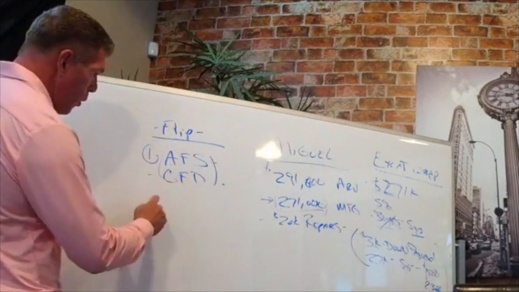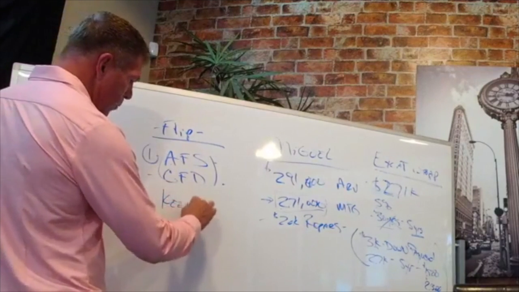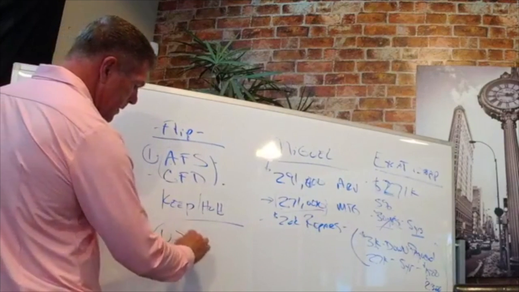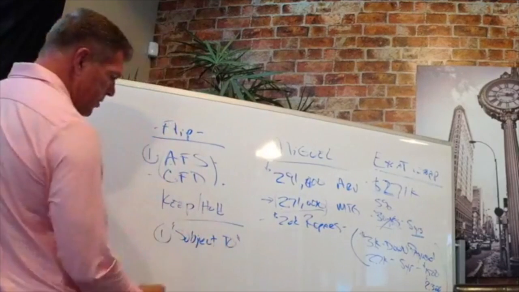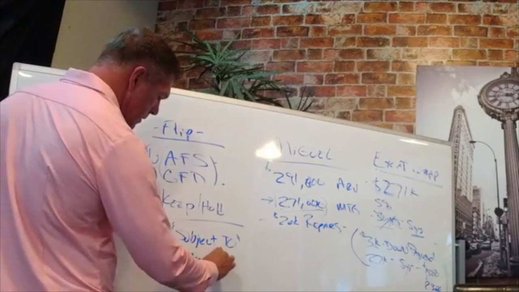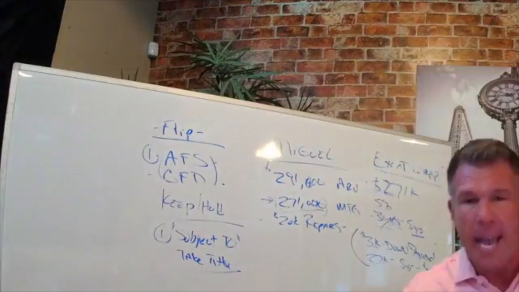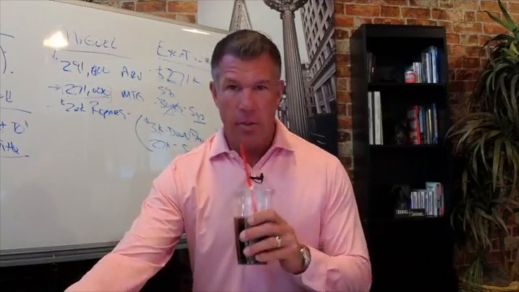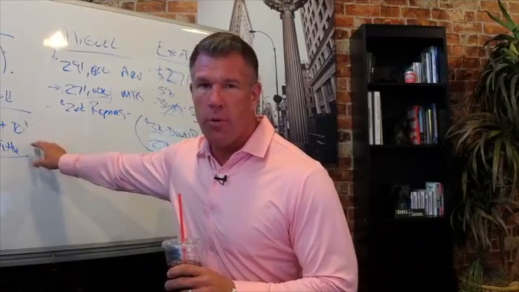Now, if you're going to hold the property, so you're going to keep it as a rental, you want to do a buy and hold, then you want to do what's called a subject-to transaction, and you're going to take title to the property. That's when you are going to get a warranty deed, a grant deed, a general warranty deed, whatever it's called in whatever state you're in. You're actually going to get the deed to the property. Why? Because you're not going to default on the deal. You want to have 100% control of the property.